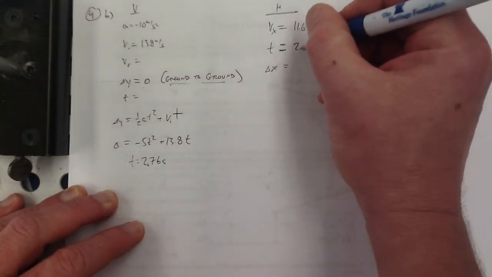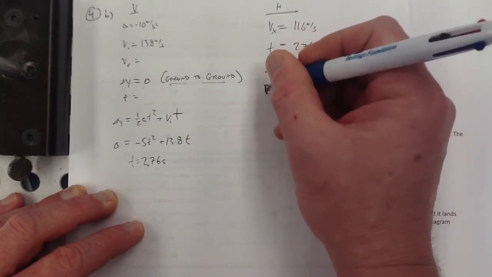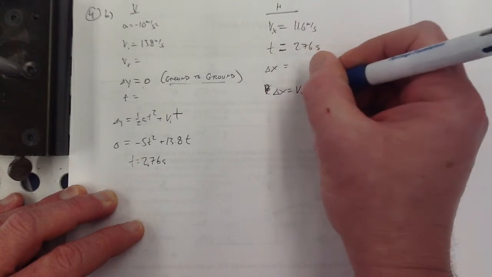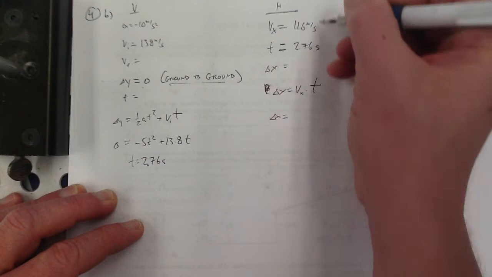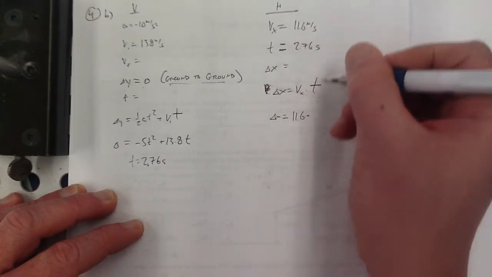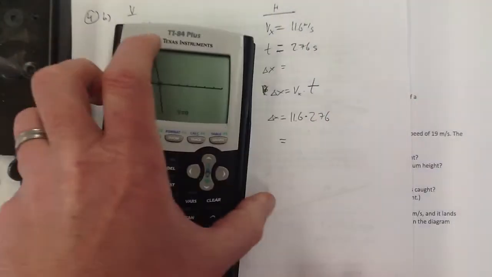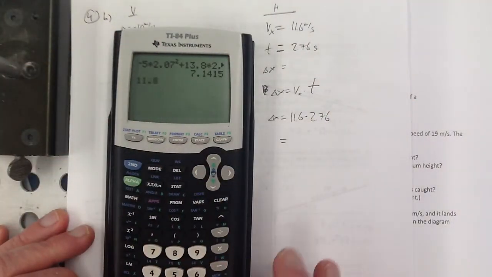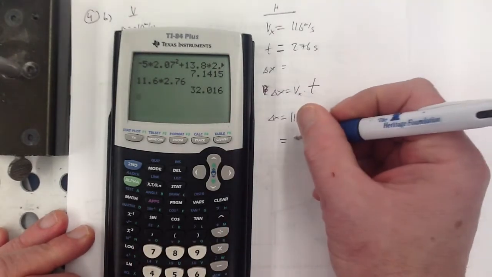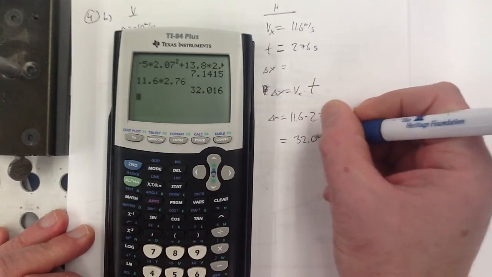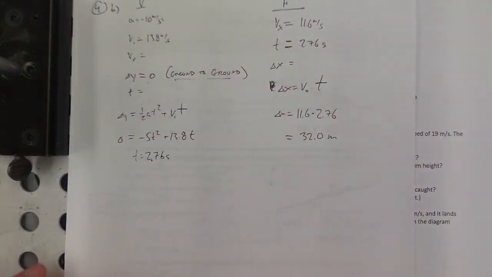And that's the time here, 2.76. So delta x equals Vx times t. And it's about 32 meters.